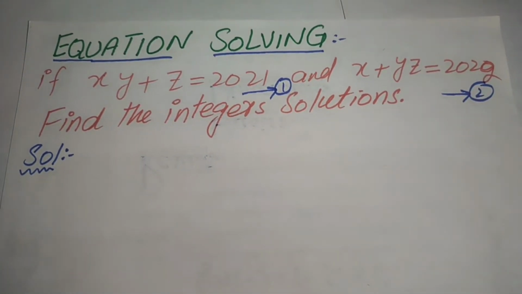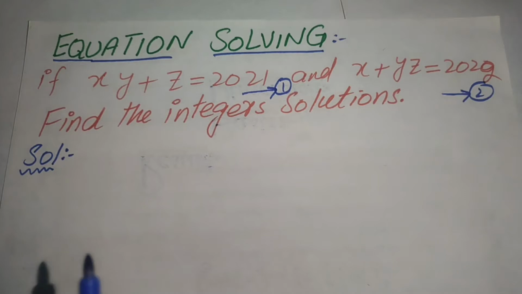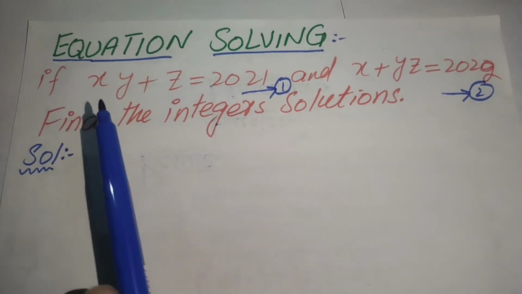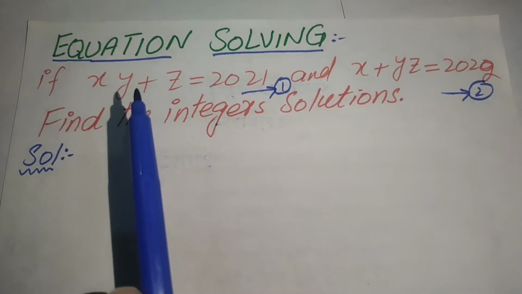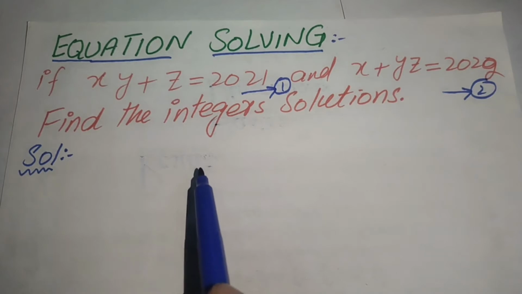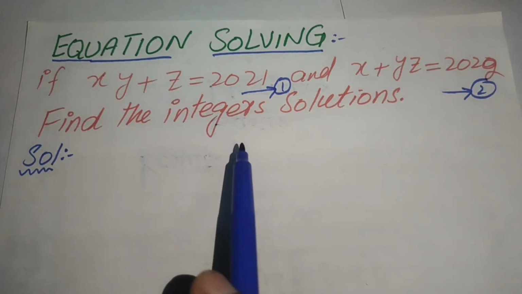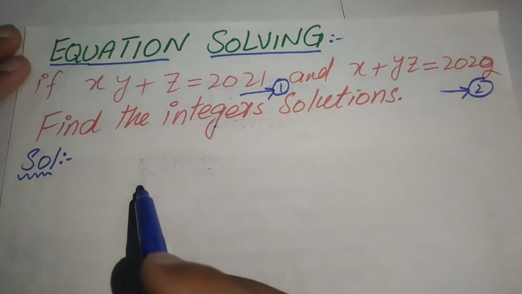In this question we are going to find the integer solutions, or we are going to find the values of integers x, y and z which are involved in the equations. Okay, so first we just solve these two equations and find the values of x, y and z. So in the first step we just subtract equation number 2 from 1.